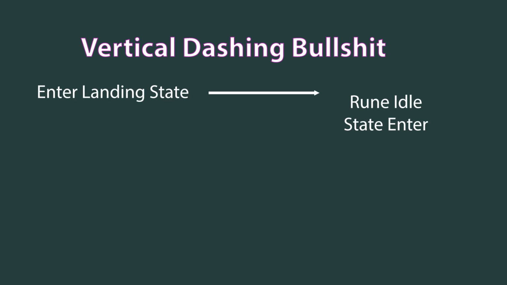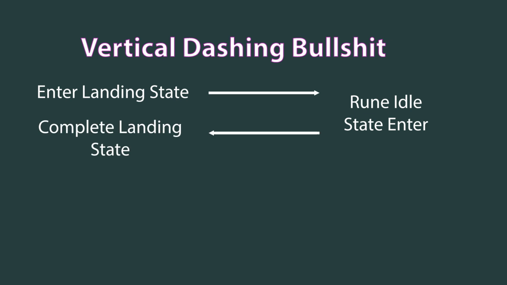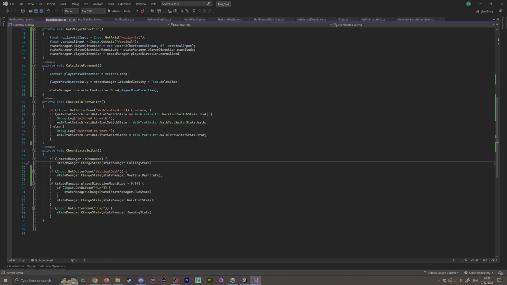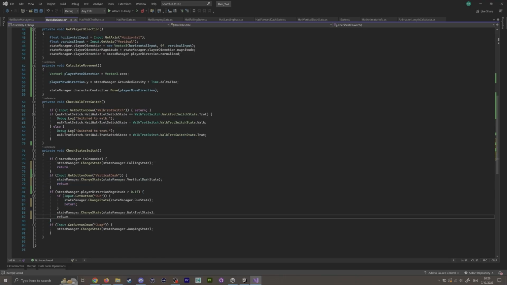That's right, I wasn't able to move after I vertical dashed. It was possible for the player to enter landing state without giving any input, switch to idle state and run enter, finish executing the original code, and enter walk trot state all at once. A few return statements fix this issue right up.